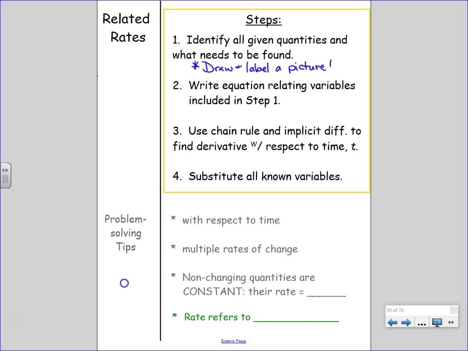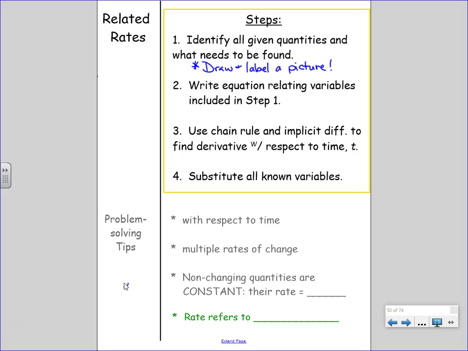as much as is possible. Draw and label a picture as much as is possible, especially when you're not given a formula. You have to figure out how to make the formula. Step number 2, write an equation relating the variables, or as I said in the last page, relating the quantities, relating the different dimensions or the different pieces of the entire scenario that are changing.